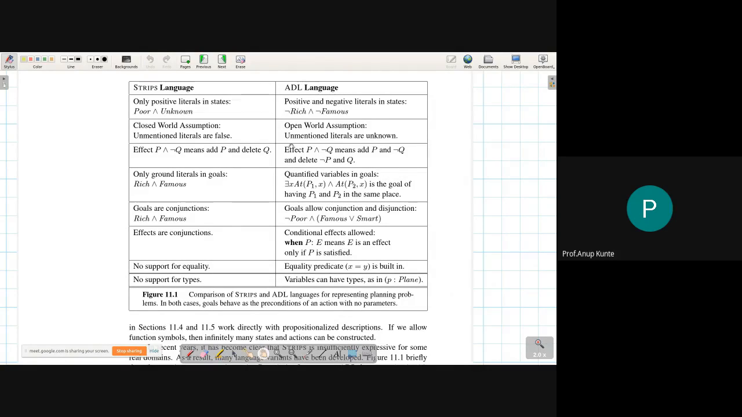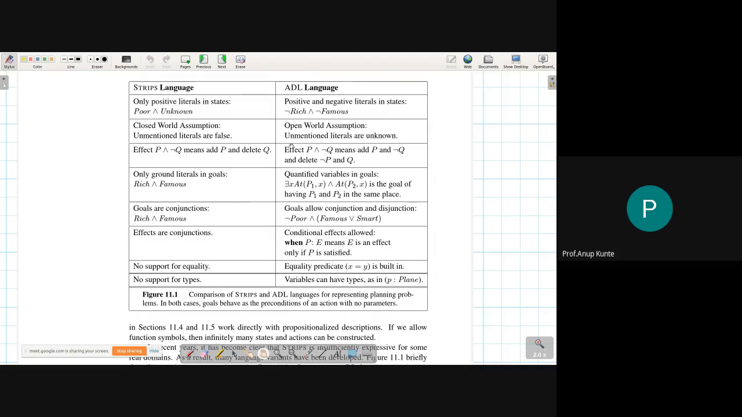Okay, we only use positive literals, pure and unknown. We may have positive and negative literals mixed in ADL. So that's the beauty of ADL. We can mix positive and negative literals together. STRIPS has closed world assumption. That means unmentioned literals are false. A literal I don't mention in the state representation is always false.